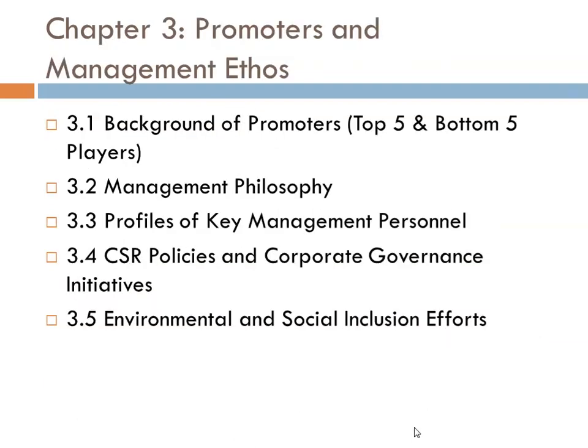Chapter number 3, promoters and management ethos. Here, this chapter requires some factual data plus analysis using the company reports, news, and industry research. You have to keep it concise and to the point. Okay. So first is the background of the promoters. Again, you can write down the top five and bottom five players.